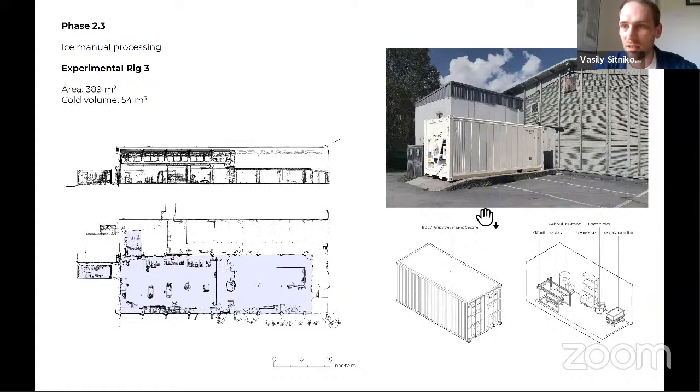So having this unit at home, I have equipped it with another CNC mill, an ice production setup, as well as storage of raw materials, and the prototyping began.